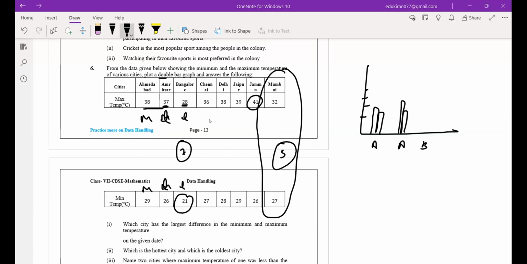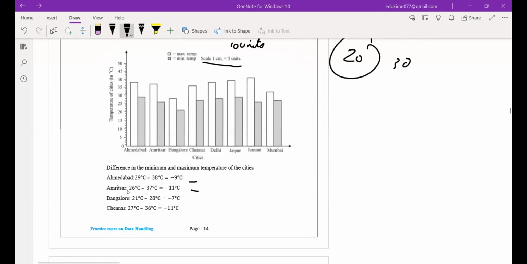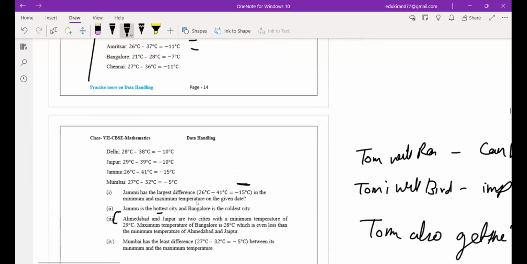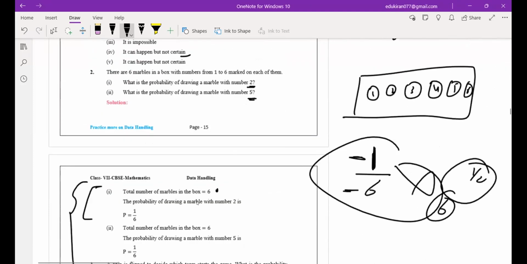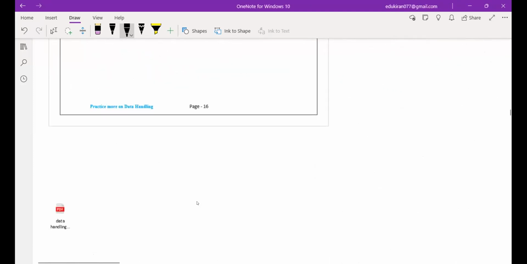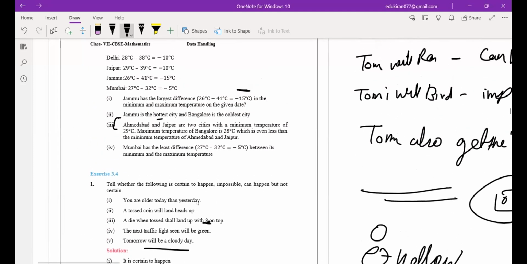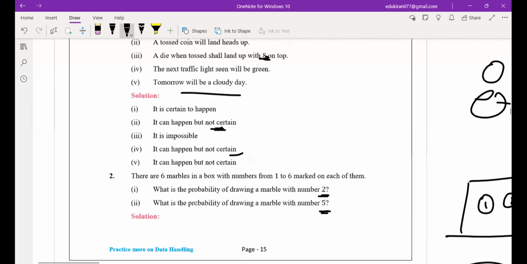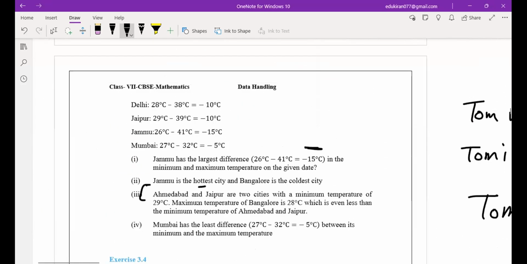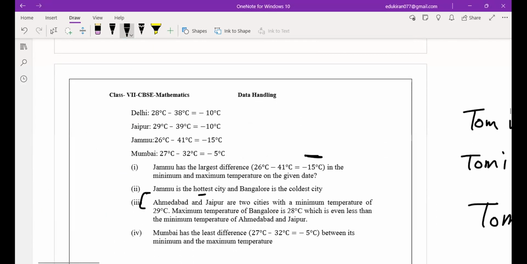See, whenever these types of questions come, you have to find the solution for every question like this. Can you see how they have done it? The difference in the minimum and maximum for all: Ahmedabad, Amritsar, Bangalore, Chennai, for everyone. So that whenever you get the answer, you know the solution. Yes, ma'am. Okay? Ma'am, can I come back in 2 minutes? Yes, come. Okay. Now over here, this is the question. Just come, Tashin, quickly. Then I need to discuss one important topic. Okay?